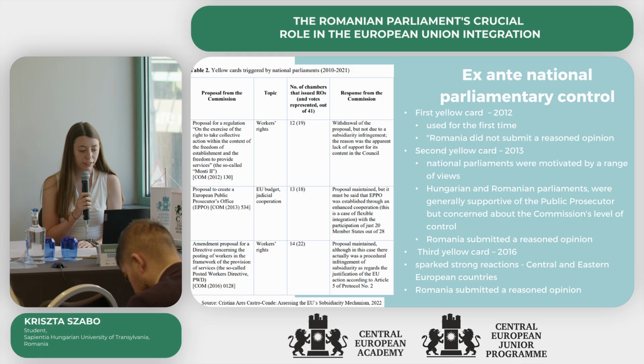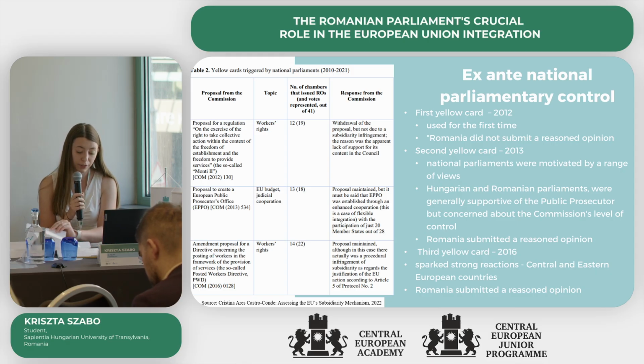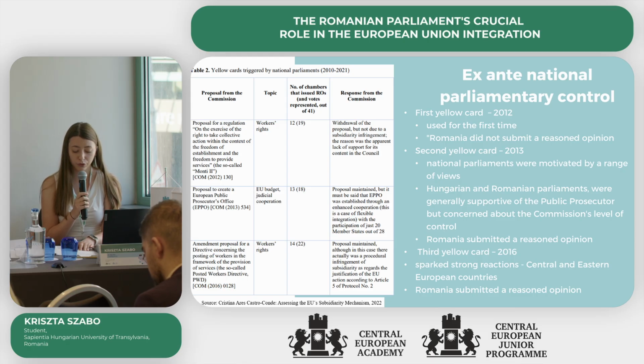The second yellow card procedure was in 2013. The card was issued in response to a proposal for a council regulation on the European Public Prosecutor's Office, following reasoned opinions from different national parliaments, accounting for a total of 18 votes. A review of these opinions reveals that the national parliaments were motivated by a range of views, suggesting a lack of collective consensus. Some, like the UK, Dutch, and Irish parliaments, opposed the proposal, taking a traditional interpretation of subsidiarity, arguing that such legislation should be introduced by member states.